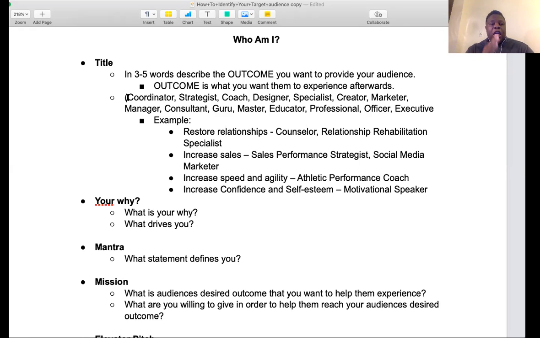And here's the thing, if you stay focused on what your desired outcome is, you're not going to be all over the board. Okay. You're not going to be one day trying this, the next day trying that, the next day trying this, the next day trying that. It's like you're trying to find yourself. You know what I'm saying?